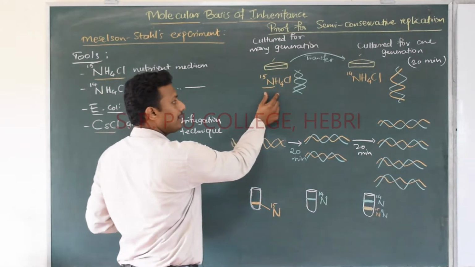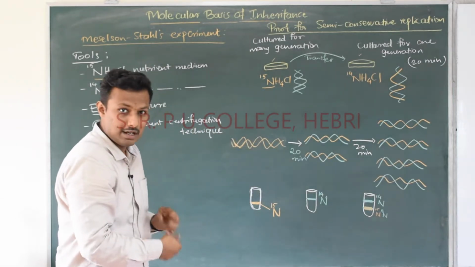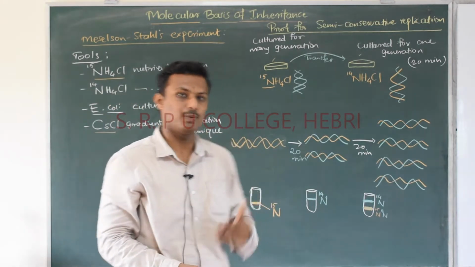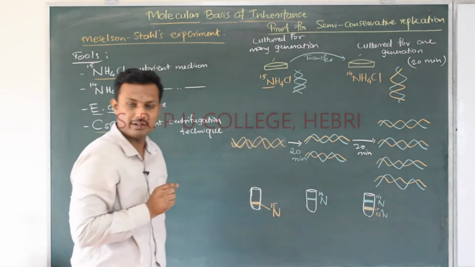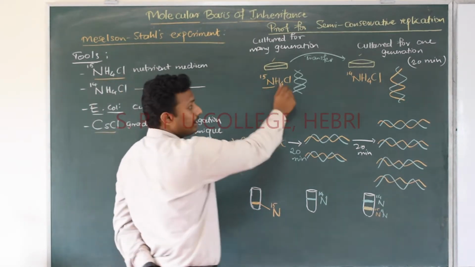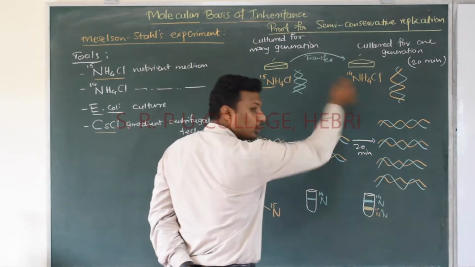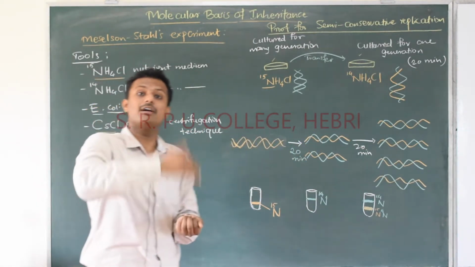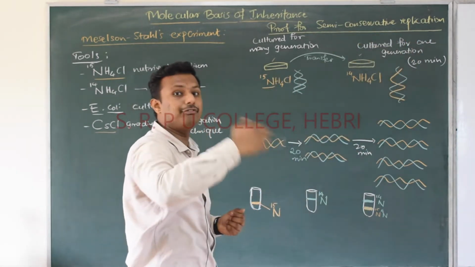Here, the bacteria were made to grow for many generations. One generation of E. coli is completed within 20 minutes, and many such generations were allowed to grow on the heavy nitrogen source medium, that is N15 H4Cl medium. After growing for many generations, they were transferred to the N14 H4Cl medium and allowed to grow for one generation, or even many generations, and they were checked. That means a batch of that culture was isolated after every 20 minutes.